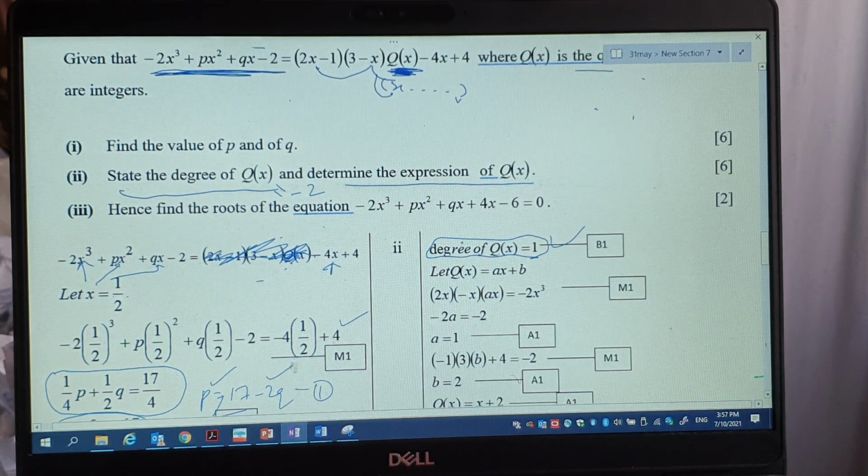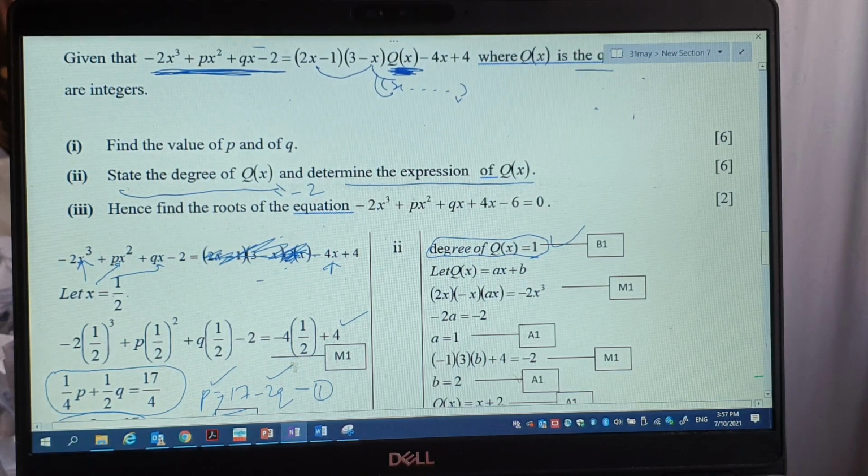Alright? Then now how do I find this QX? You already know that it must be power 1, right? So you let it be ax plus b. Okay? And now what you do is you equate. Why ax plus b? You know that it must be some number times x plus another number, right? This number can be 1, minus 1 or whatever. This number can be 0, 1, 2, 3, minus 1, whatever. Okay, we don't know. When we work it out, then we will know.